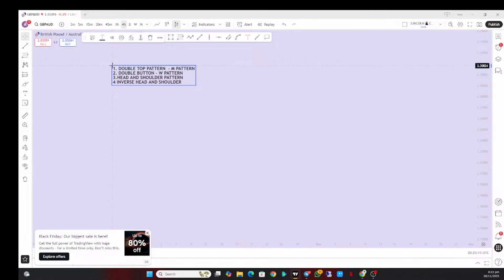That is it. So the M pattern is basically a reversal pattern. That is when price gives you a high. In this scenario, price will give you a high, give you a low, give you a high again. This high can be an equal high or a slightly higher high than the previous high, then price drops to the downside.